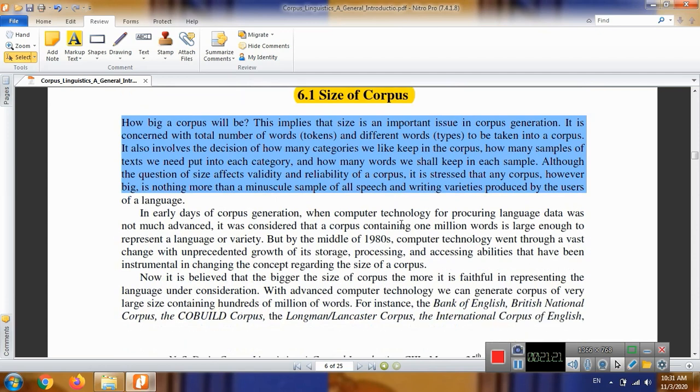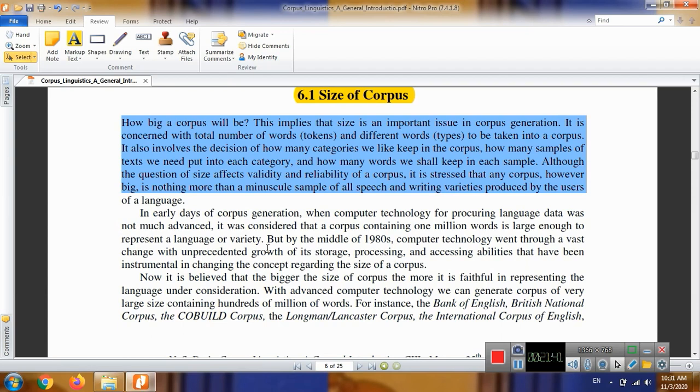In early days of corpus generation, when computer technology for procuring language data was not much advanced, it was considered that a corpus containing 1 million words is large enough to represent a language or variety.